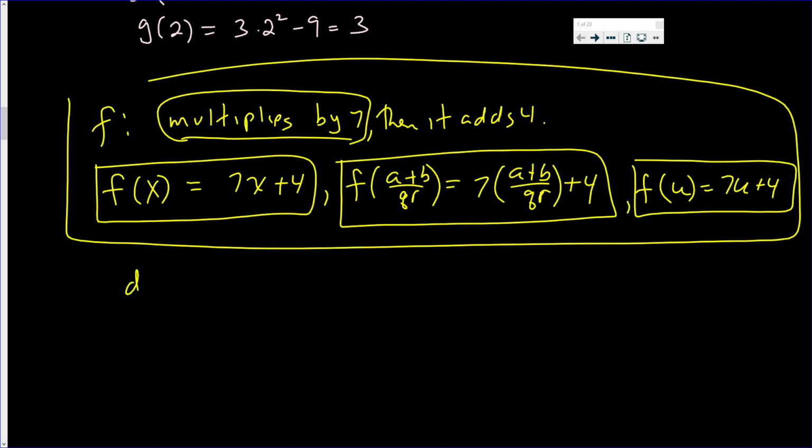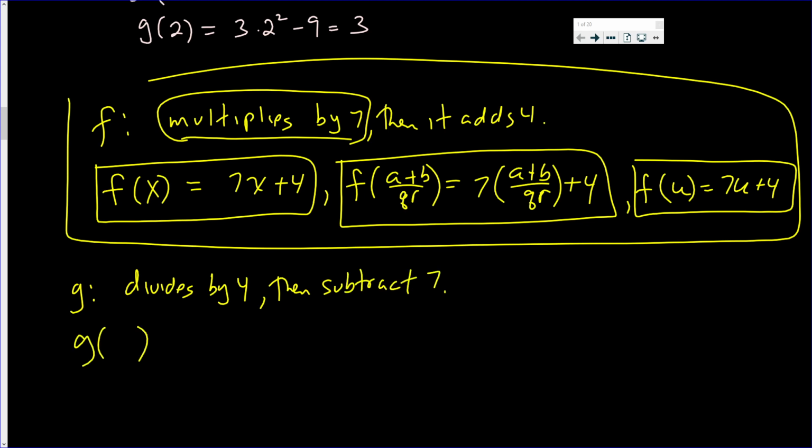What if I told you that the function g, its rule is to divide by 4, then subtract 7. Now, what you put in the brackets in here, that's completely up to you. It's reasonable to put x. So what's being done to x? Well, I divide it by 4, and then I subtract 7. There it is. This is one reasonable answer.